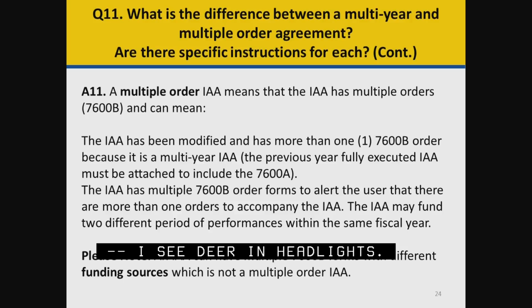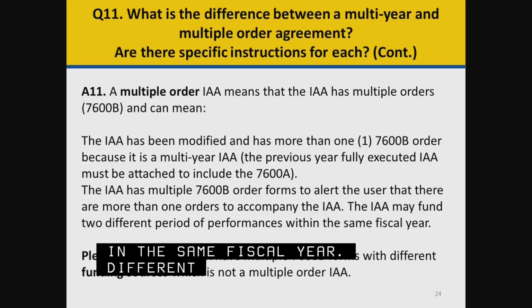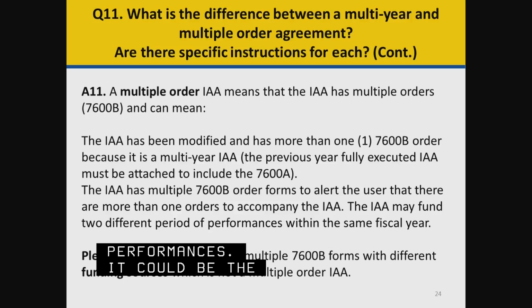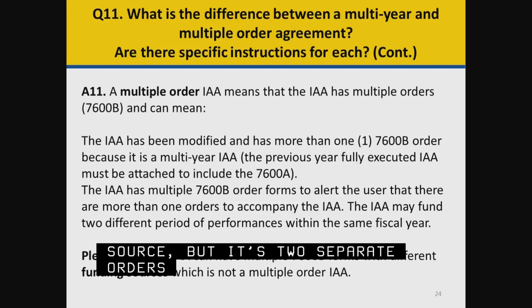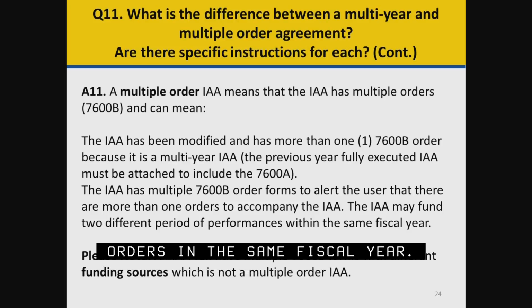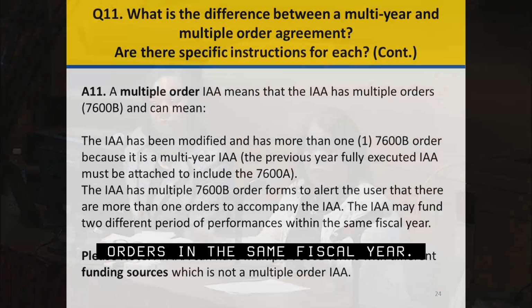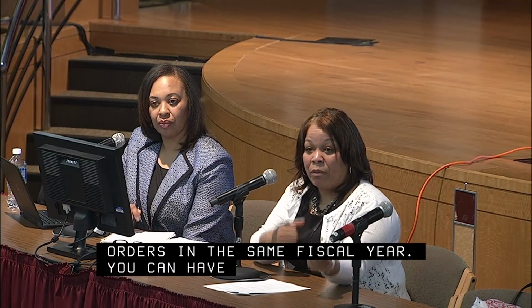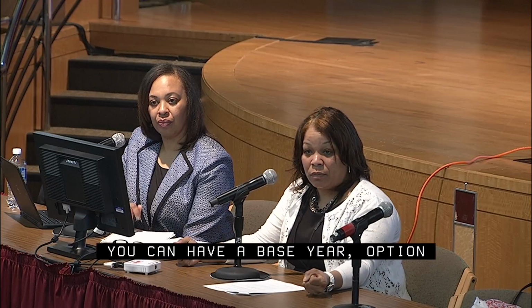So multiple order is you have more than one order that's being funded in the same fiscal year. It has different periods of performance. It could be the same funding source, but it's for 2 separate orders with different periods of performance in the same fiscal year. Right, because you can have a base year and option year 1. You can have option year 1 and option year 2 that we're funding. The funding has to be FY17 funding, but it's for 2 separate orders.